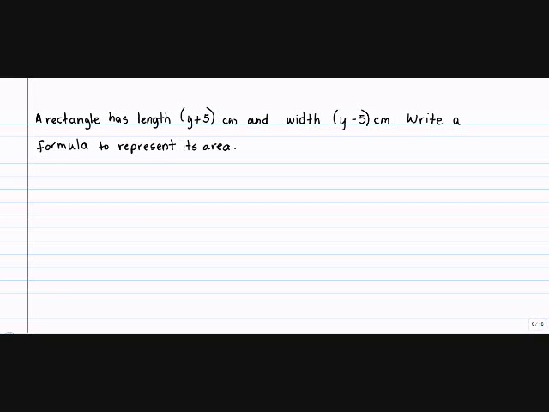In this problem, another word problem, we're going to do a little bit of geometry. A rectangle has a length of y plus 5 centimeters and a width of y minus 5 centimeters. Write a formula to represent its area. First thing we're going to do is draw a rectangle.